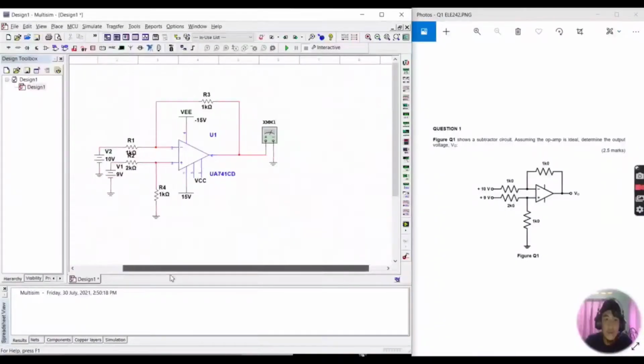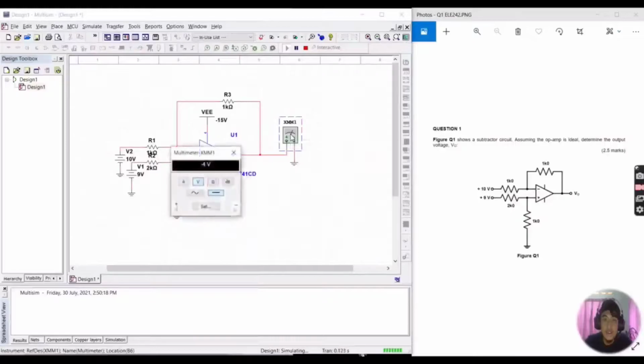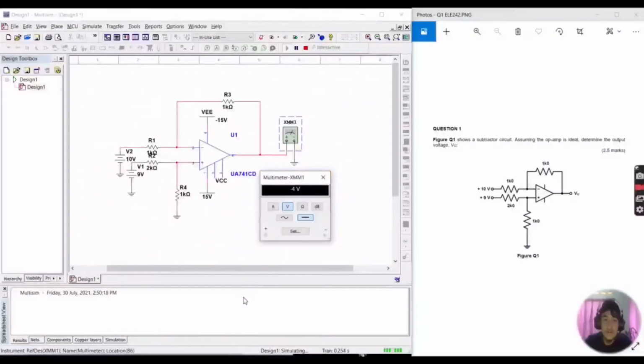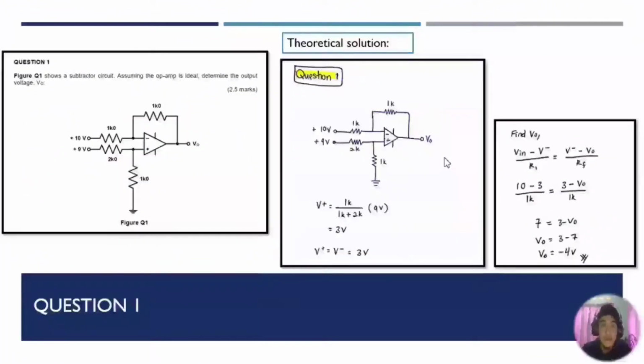Okay, now we will simulate the circuit, and then we get the result -4. Okay, after we have done the simulation for question 1, we will compare the result with the theoretical solution. Okay, let's see here. The first step is we need to find the V plus of the op-amp. We use the voltage divider rule: 1k over 1k plus 2k times 9 volt. Again, we get 3 volt.